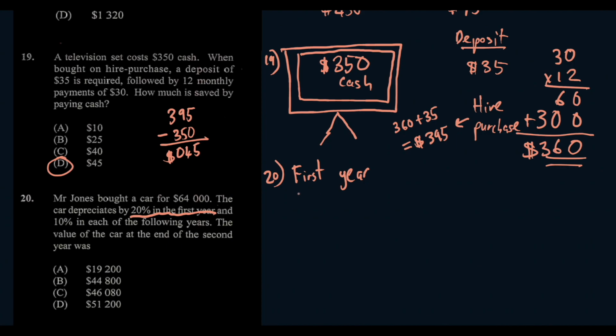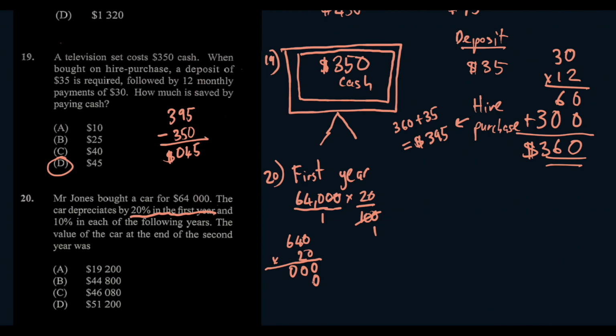At the end of the first year, it would be 20% of 64,000. So that's 20 over 100. 100 goes into itself once, and 100 goes into 64,000 640 times. Now we can multiply 640 times 20. So it's 0 times 0 is 0, 4 times 0 is 0, 6 times 0 is 0. We bring the 0 for place value.